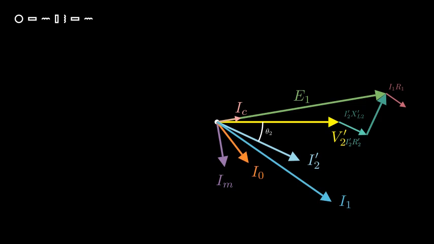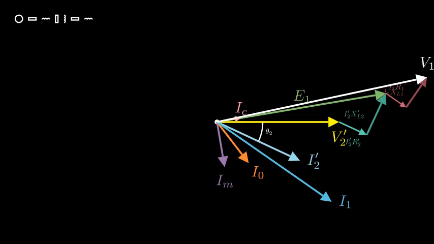But we have to account for the imperfections on the primary side, too. Just like the secondary, the primary winding has resistance which causes a voltage drop, I1R1, that's in phase with the primary current. And finally, the primary winding has its own leakage flux, creating an inductive drop, I1XL1, that leads the primary current by 90 degrees.